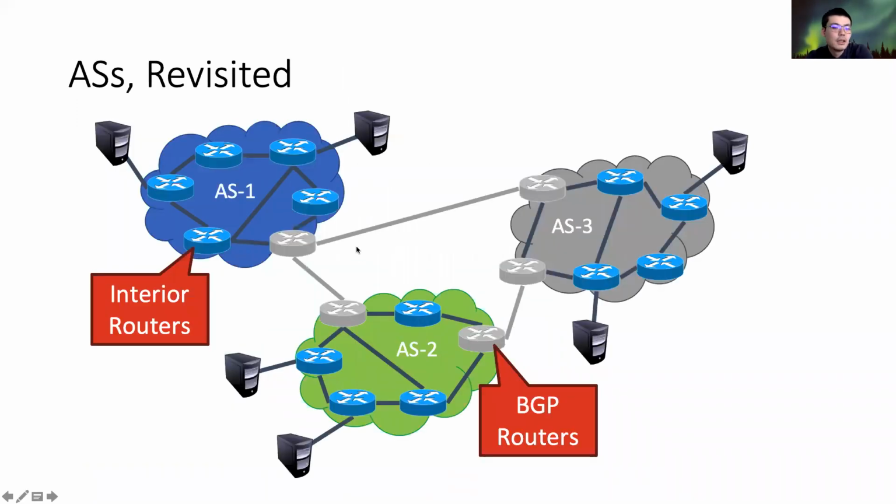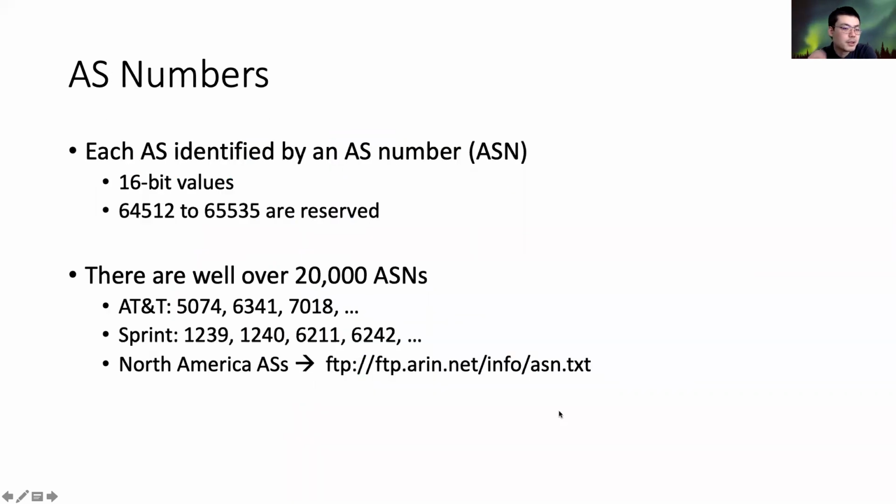Within an autonomous system, you also have routers. Those routers are called interior routers. But if you are on the border gateway, which means you have a link that goes outside your own autonomous system, this is called the BGP router, border gateway protocol router. It runs the BGP protocol, and the internal routers usually run OSPF. Each autonomous system has a unique identifying number. We call it ASN, AS number.